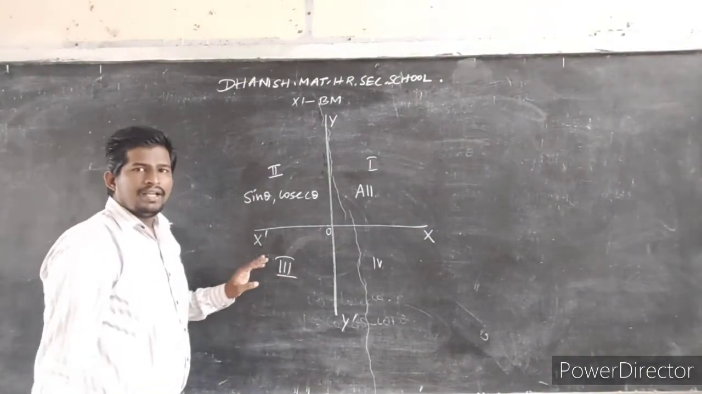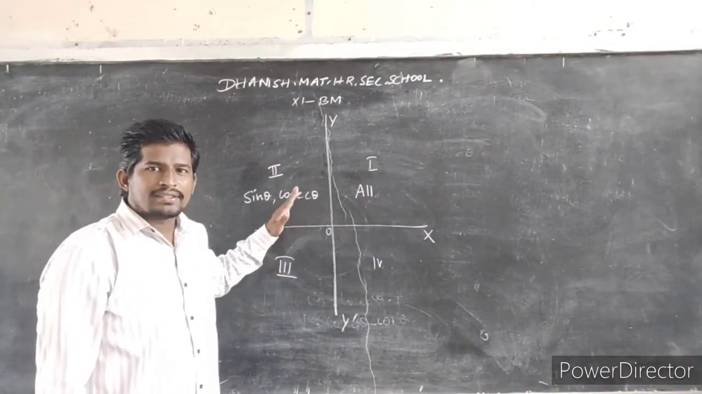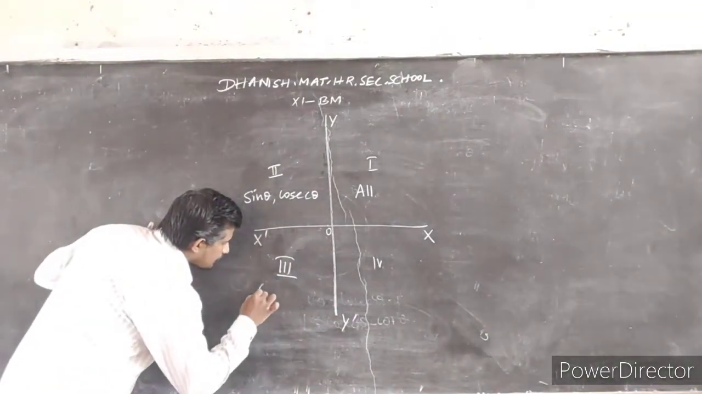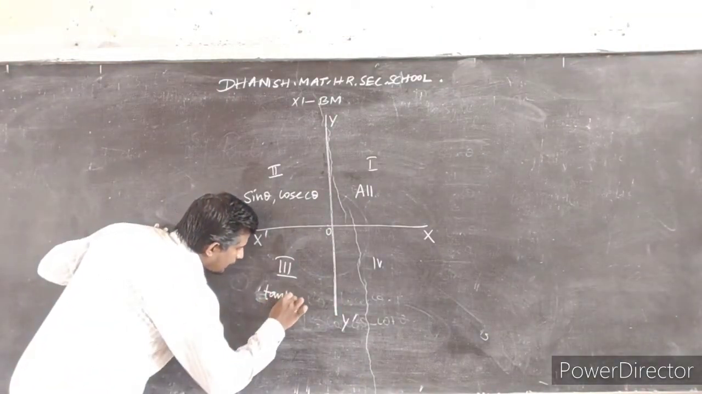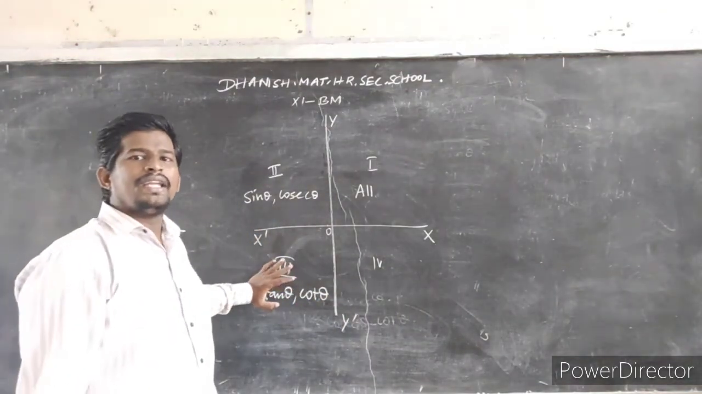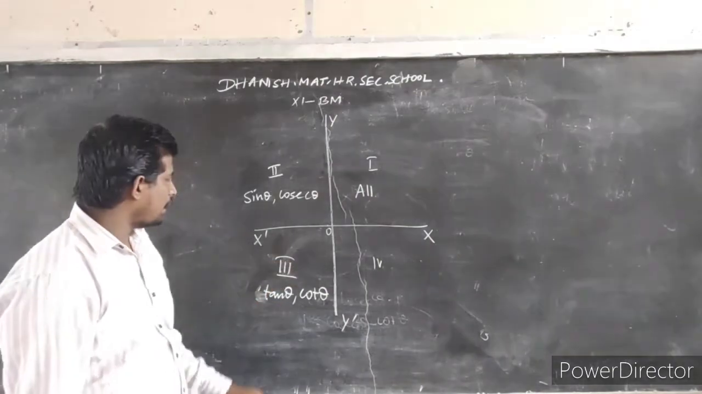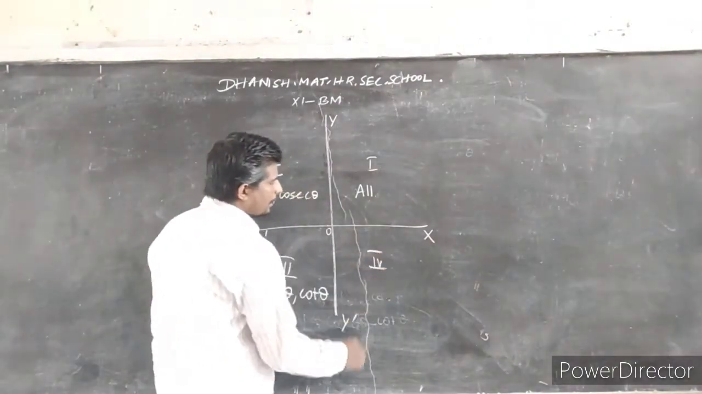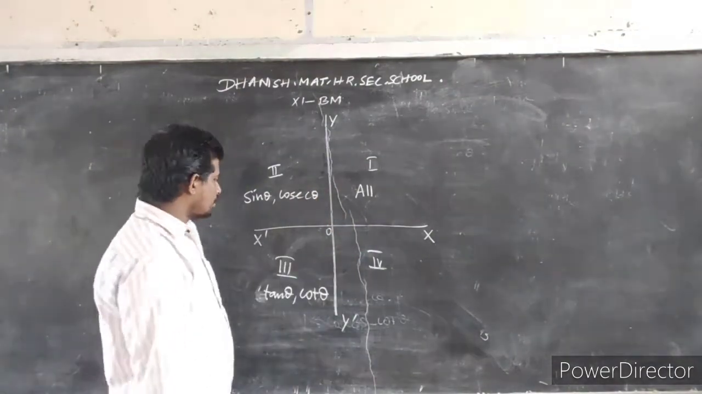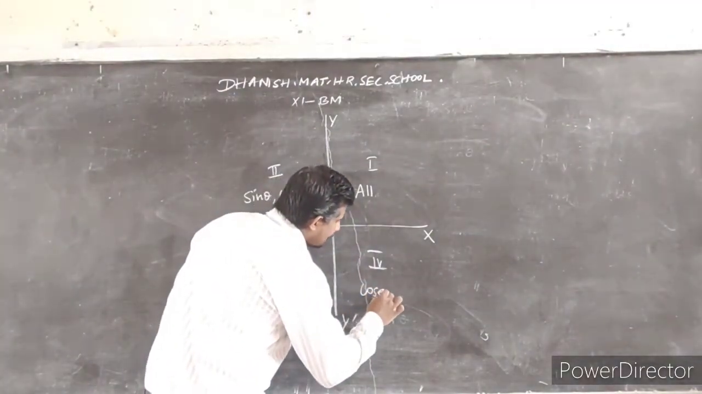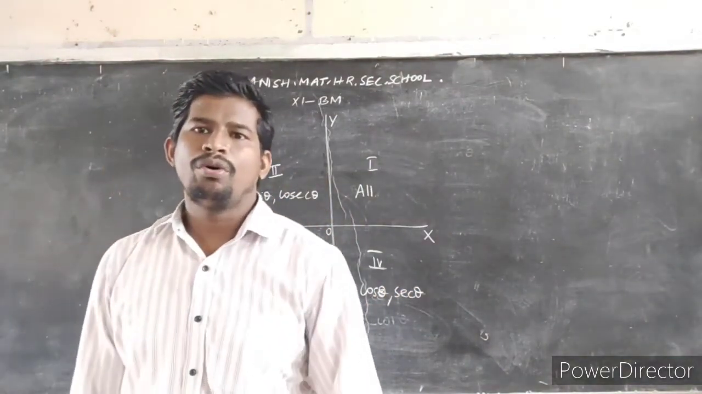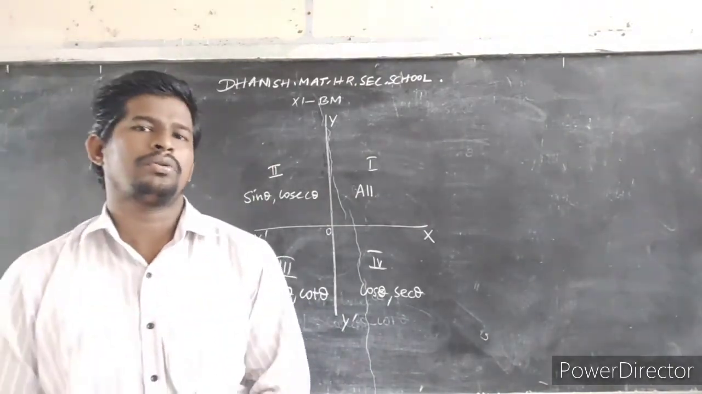Look at the third. In the third quadrant, x and y are negative. So tan theta and cot theta are positive in the third quadrant. The remaining all are negative. Look at the fourth quadrant. Here x is positive, y is negative. So cos theta and secant theta are positive. The remaining 4 are negative in the fourth quadrant.